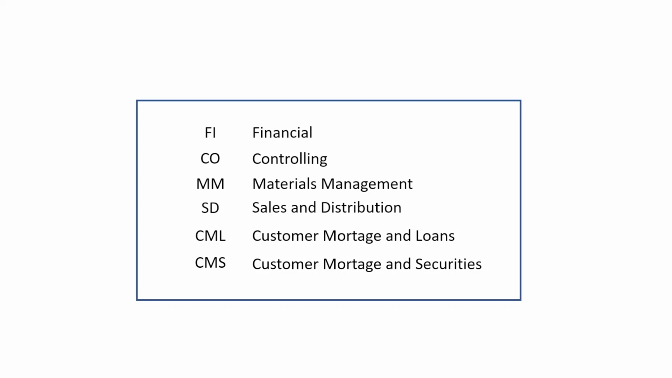Now on the screen we see some of the most important modules. We see FI for financials, CO for controlling, MM for materials management, SD for sales and distribution. And here two more modules which are not that important, but I am working quite a lot with them. These are CML and CMS, standing for Customer Mortgage and Loans and Customer Mortgage Securities.